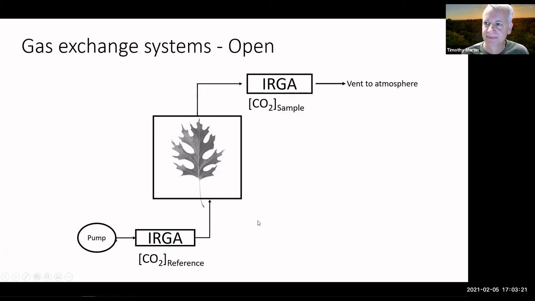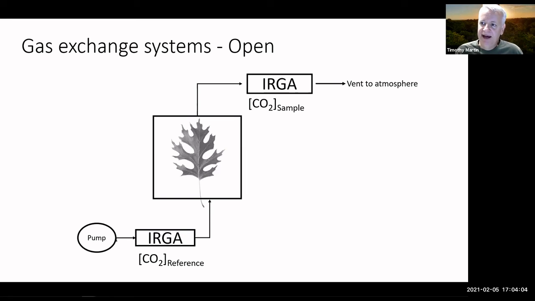Let's think about what those infrared gas analyzers will read for a photosynthesizing leaf. If we have some CO2 concentration entering the chamber and then some CO2 concentration leaving, and this leaf is photosynthesizing, the CO2 concentration of the sample will be lower because the leaf is removing CO2 from the air. So the reference CO2 concentration will be higher than the sample CO2 concentration if photosynthesis is occurring.